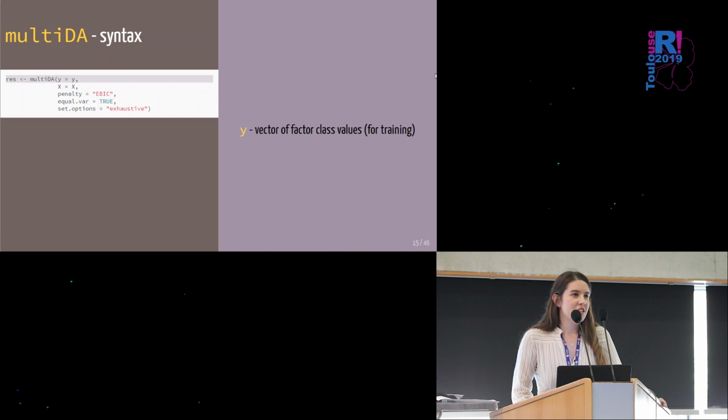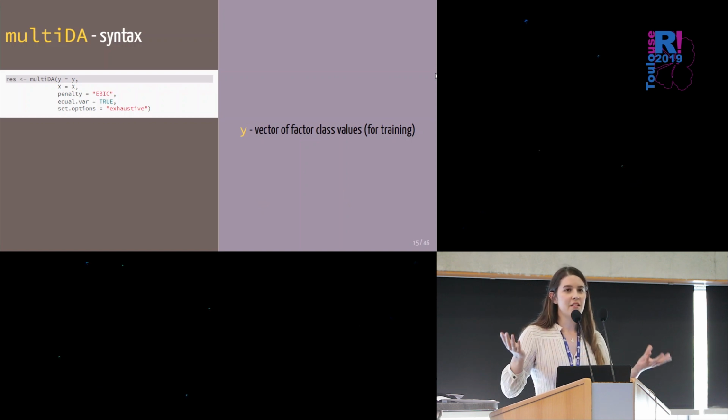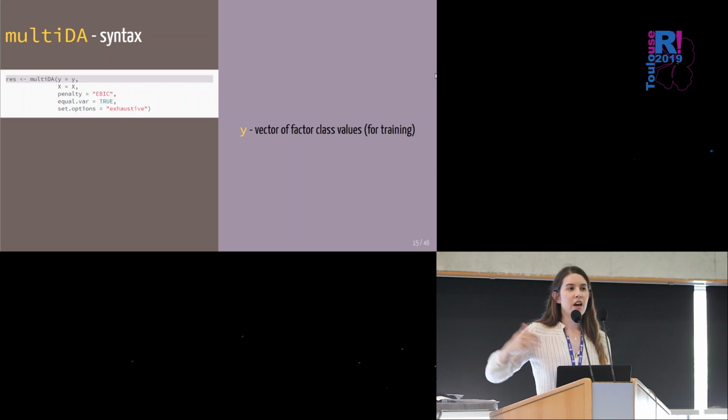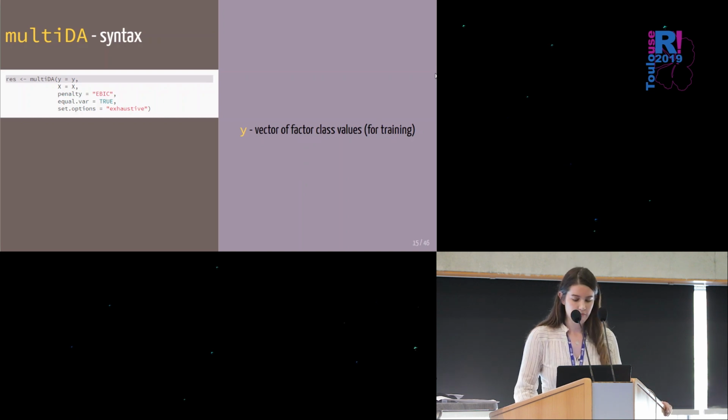But this is an R talk, not a statistics talk, so I just thought to show you how the syntax actually works in the package. So it's called multi-DA because we are looking at a multiple hypothesis test kind of situation. So we've got many features, thousands of features, so hypothesis tests for discrimination across each feature. And there are also multiple hypothesis tests within each feature to see which grouping is the most likely. So in this case, we're going to input a vector of class values, the actual groupings for training.